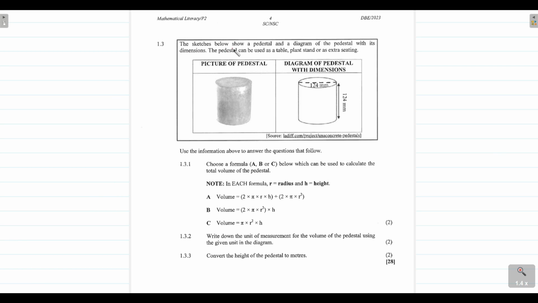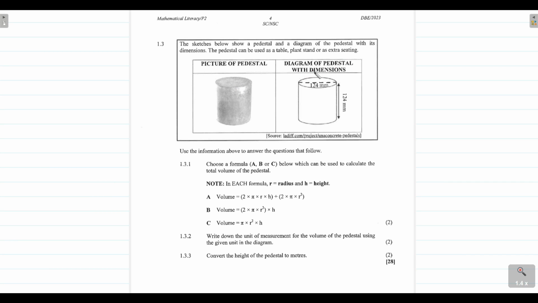It says the sketches below show a pedestal and a diagram of the pedestal with its dimensions. The pedestal can be used as a table, plant stand, or as extra seating. So we're given this picture of this pedestal. I would assume that the material they've used to make this pedestal is concrete or cement, right? They're saying you can use this pedestal as a table, to put your plants on top as a stand for your plants, or as a seat, as a chair to sit on.